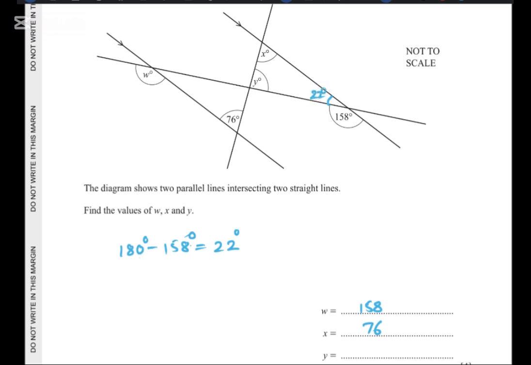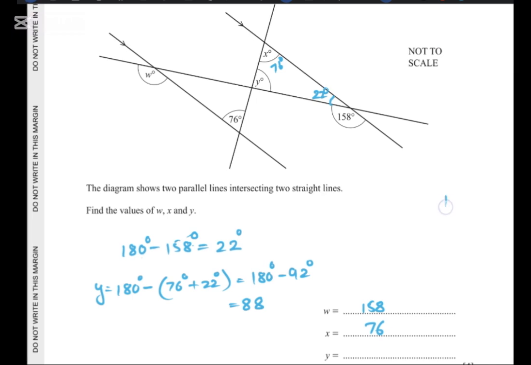Now we already know x is 76. So find y using the angle sum property. 180 minus 76 plus 22, and 76 plus 22 is 92. So 10 minus 2 is 8, 17 minus 9 is 8. You can check your subtraction again. 10 minus 2 is 8, and 17 minus 9 is 8. So angle y is 88 degrees. Question number 2 is done.